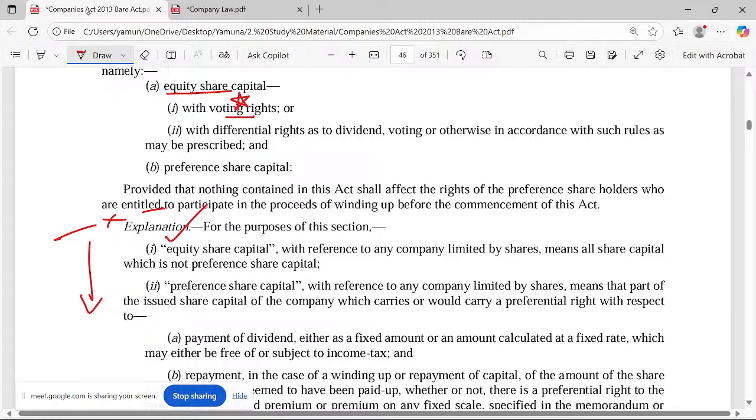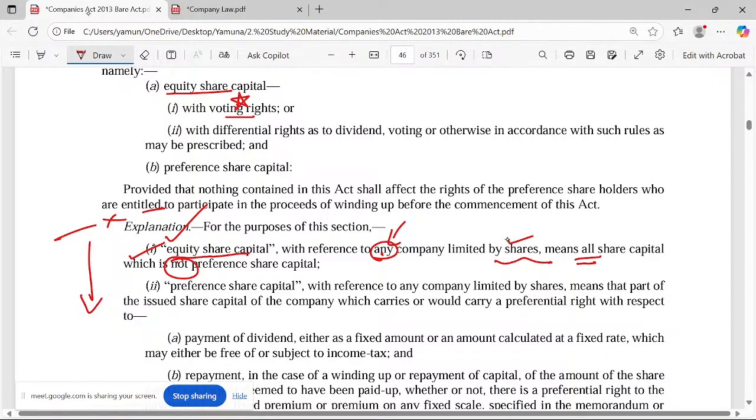So they'll add some notes, just explanation and illustration. Explanation means they are explaining. See, for example, the first point under explanation: what do you mean by equity share capital? With reference to any company, and I discussed this with CS students, any does not mean any; any means under this condition. The company should be limited by shares. Here it means all share capital which is not preference share capital, which means it can be equity share capital with voting rights, with differential voting rights, everything, but not preference share capital.